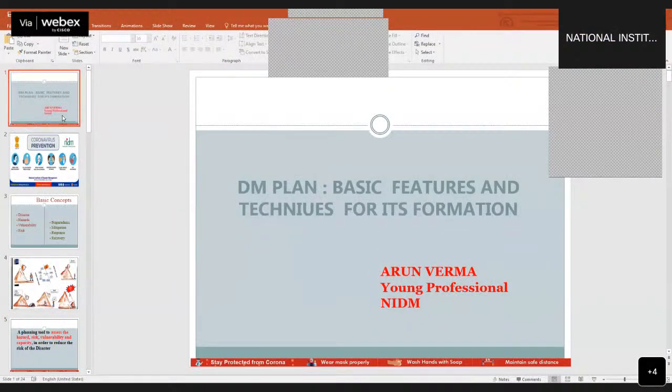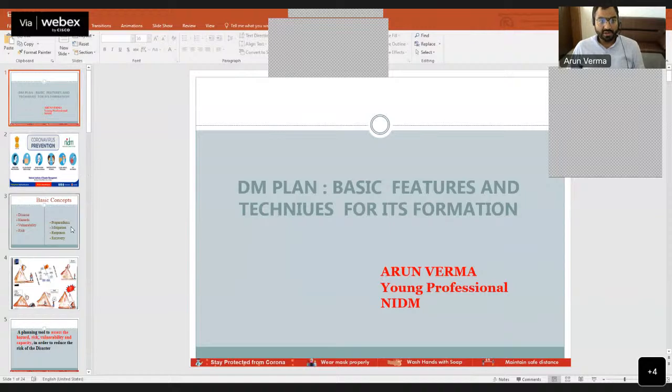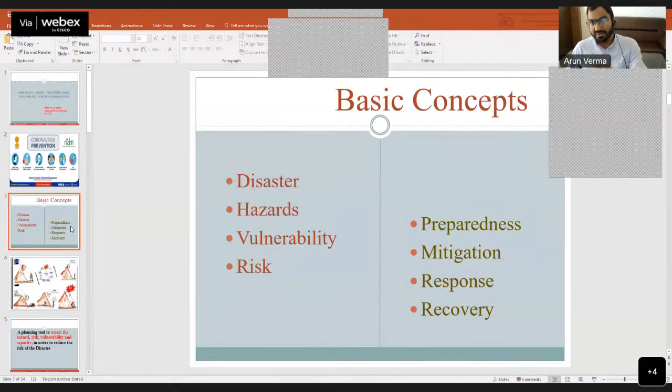So the main theme of this presentation or topic is the DM plan, disaster management plan, basic features and techniques for its formation, and we can say tools. Before describing what is disaster, as I am thinking that you all know what is disaster, these are the 6 or 8 words which are seen on the screen. Basic concepts, which comprise disaster, hazard, vulnerability, risk, preparedness, mitigation, response, and recovery.